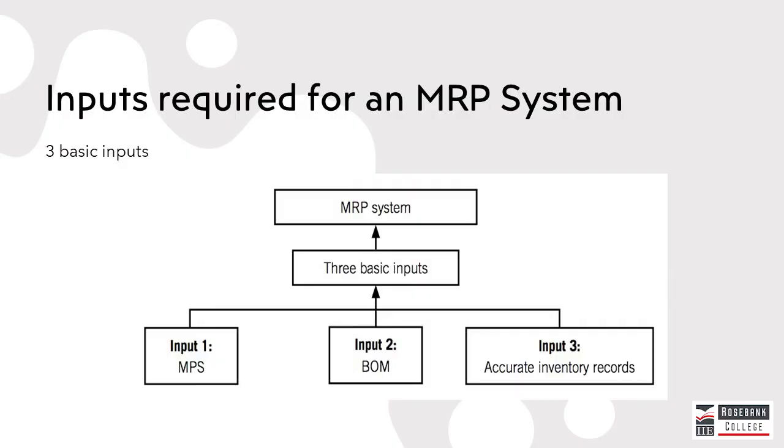The three basic inputs of MRP. Let us look at the three basic inputs of MRP. The first one is the master production schedule. The MPS is a plan to schedule what needs to be produced, the end products, in order to meet customer demand. It identifies how much of each end product is needed and by when.